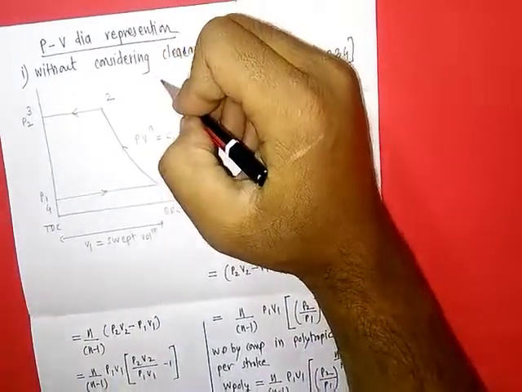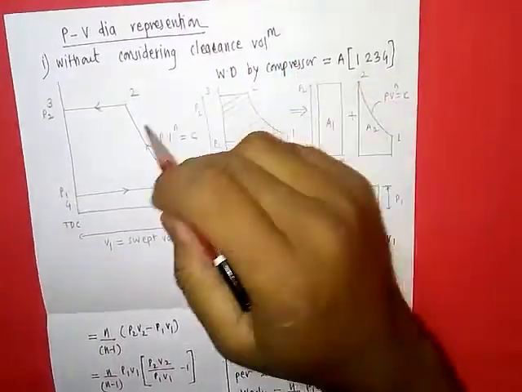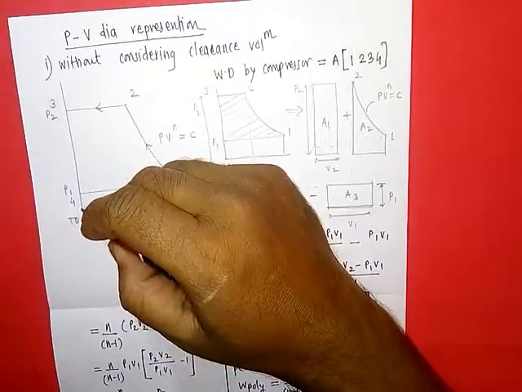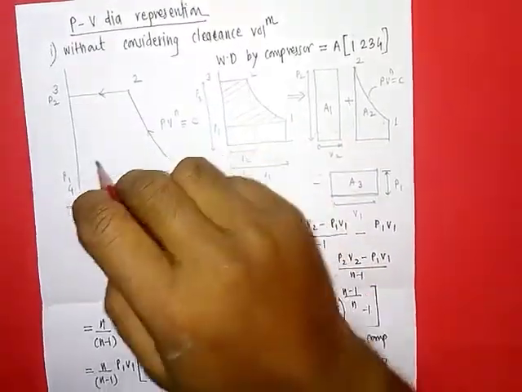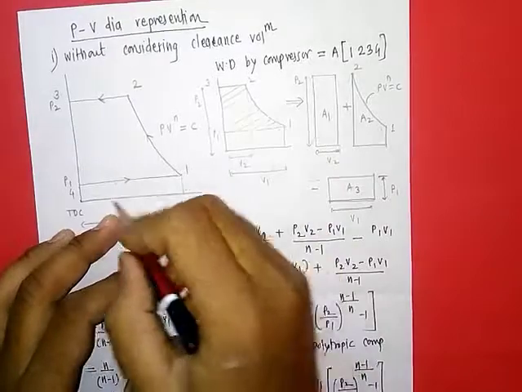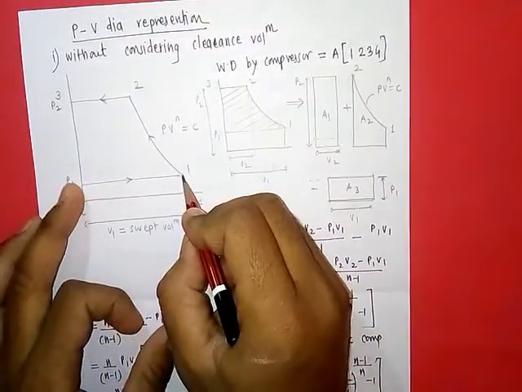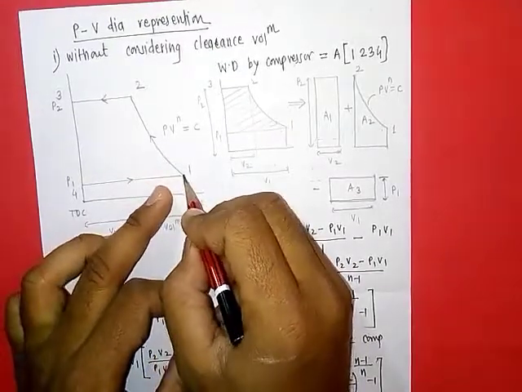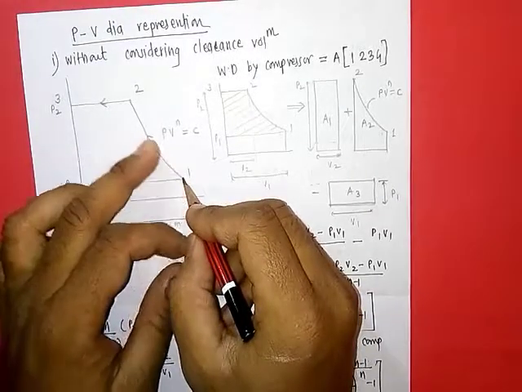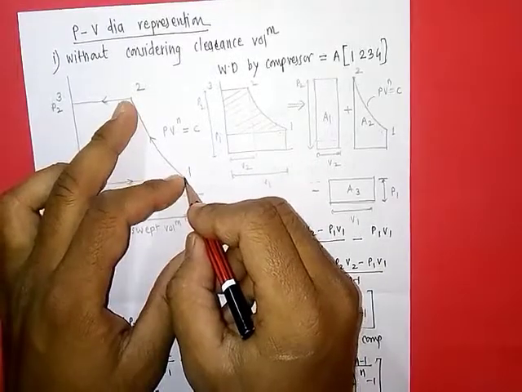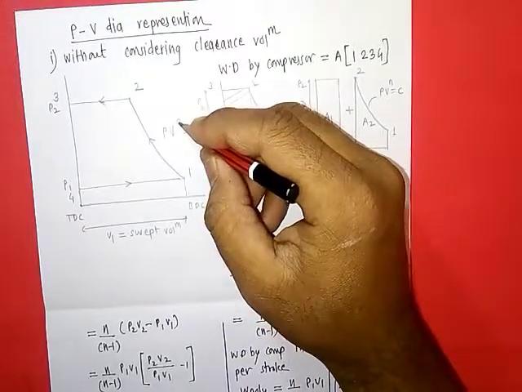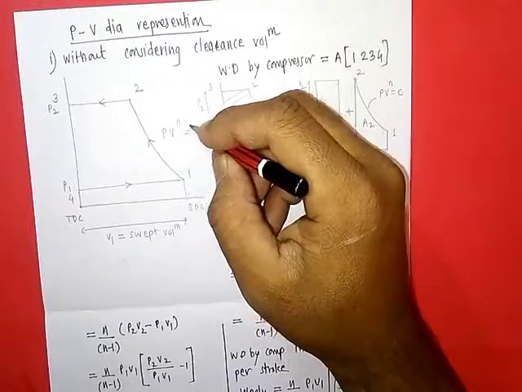There are two derivations in the mentioned syllabus. First is without considering clearance volume, that means we are considering our TDC at the cylinder head. During the first movement, when the piston moves from TDC to BDC, we are adding air, so volume is increasing but at constant pressure, so we get a horizontal line, a constant pressure process. Then from 1 to 2, when the piston starts moving towards TDC, pressure will start to build up. Let's say it follows a polytropic process, and for that we can write PV raised to n is equal to constant.